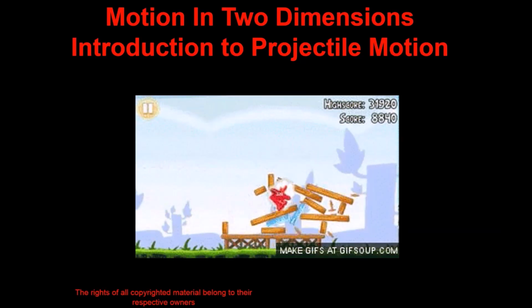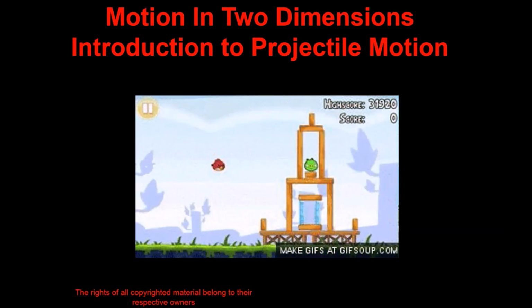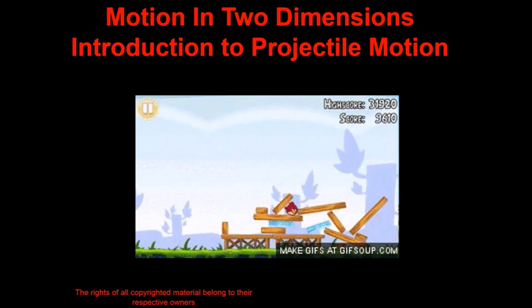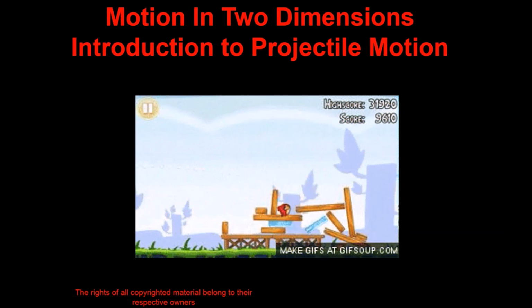Having laid the groundwork for elementary motion and talked about displacement, velocity, time, and vectors, we can move into talking about a more realistic motion, and that's motion in 2 dimensions, and specifically the case of projectile motion.